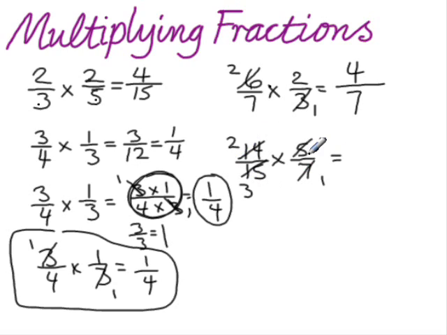So although we started with a problem with a lot of fairly large numbers in it, now we are reduced to 2 times 1 is 2, and 3 times 1 is 3. So indeed, 14/15 times 5/7 gives us an answer of 2/3, and that is in its simplest form.